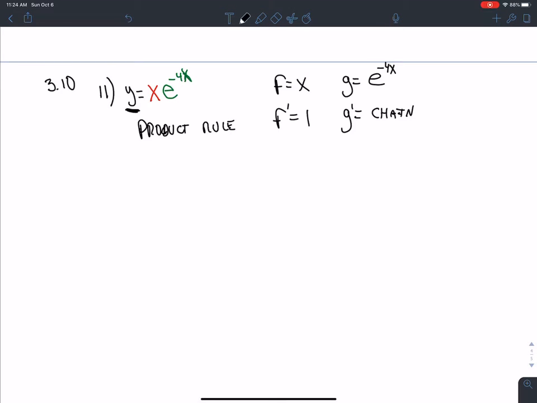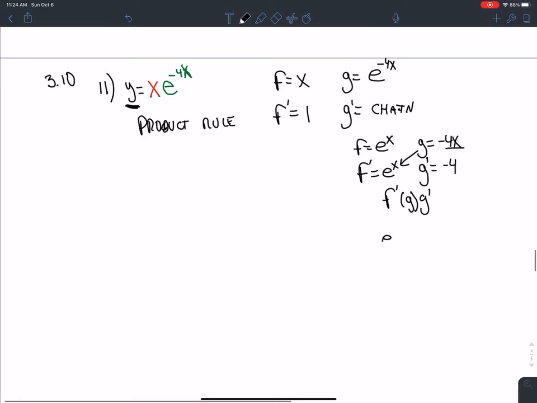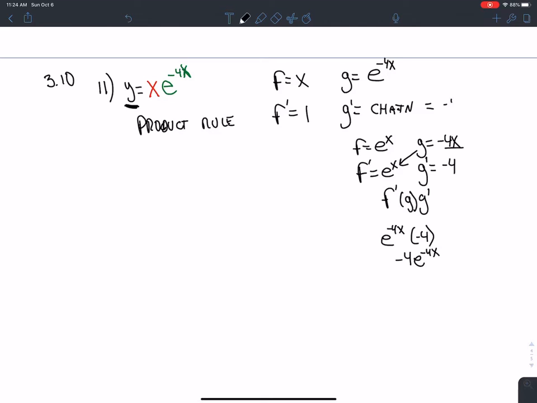And we will have to take the derivative of f is e to the x, and f prime is also e to the x. And g is going to be the negative 4x at the power up top, and its derivative is going to be negative 4. Chain rule is f prime of g times g prime. So we're going to put negative 4x back inside of that x right there. Remember, we're going to get e to the negative 4x times negative 4, which is negative 4 e to the negative 4x. So this is our chain rule.